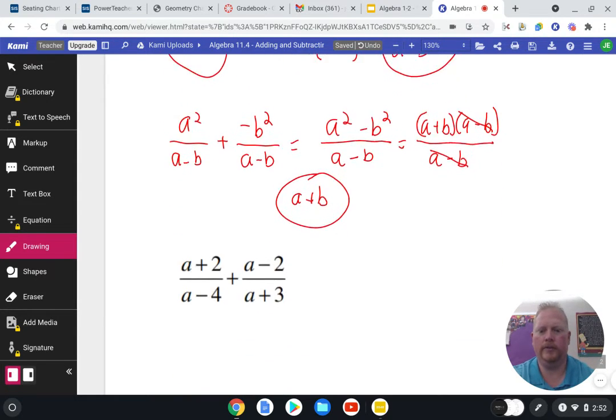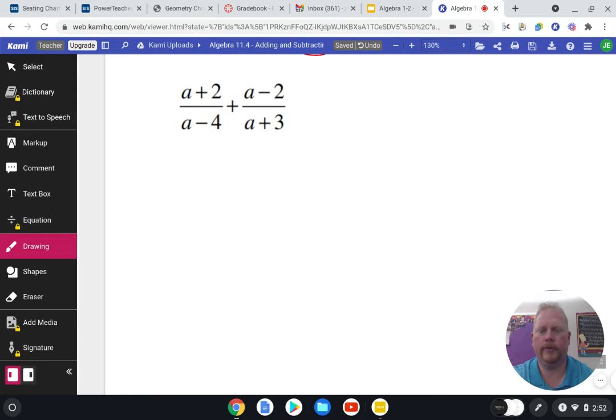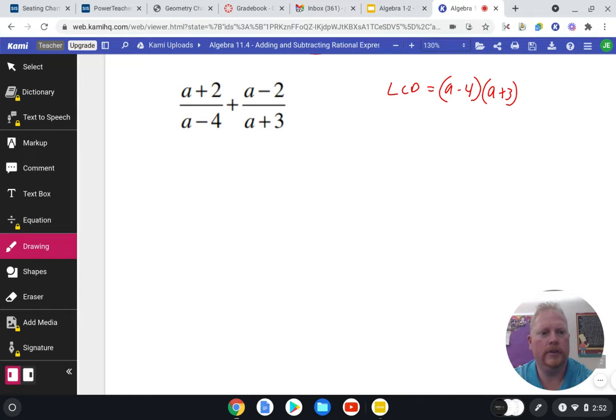Okay, let's try another one. Okay, so my denominators are a minus 4 and a plus 3. Those things have nothing in common, so my least common denominator is going to be a minus 4, and it has to have the a plus 3 on it. So that's my common denominator, a minus 4 times a plus 3.